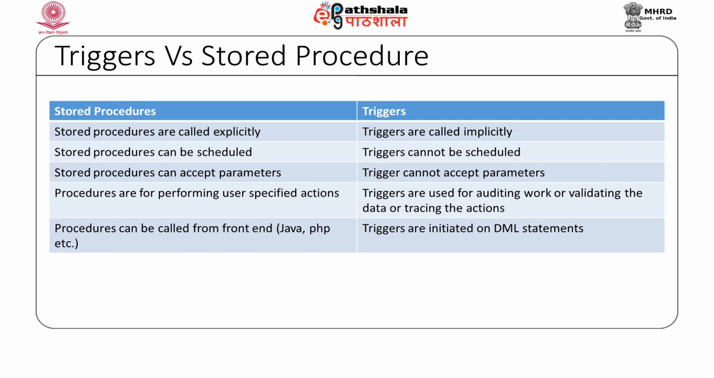Procedures are performing user specified actions, that is, procedures are used for routine work like calculating the sum, returning the values based on parameters. But triggers are like maintaining the audit trail, that is, they work on the DML statements like insert, update and delete.